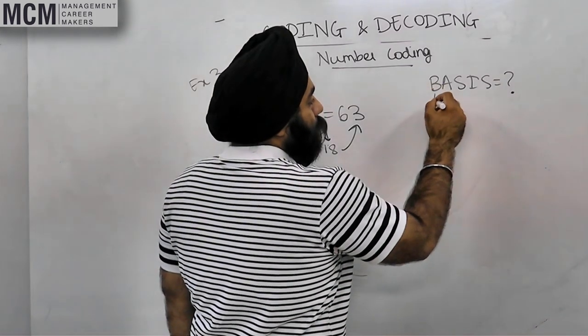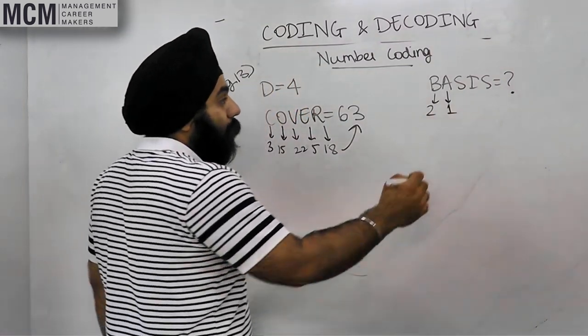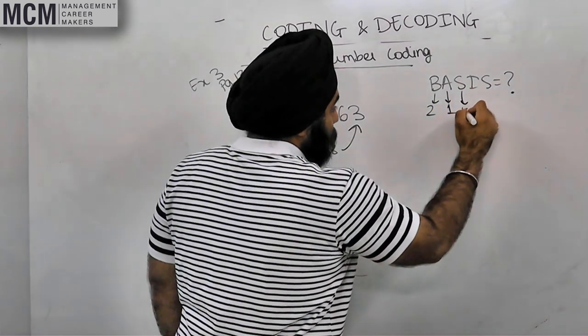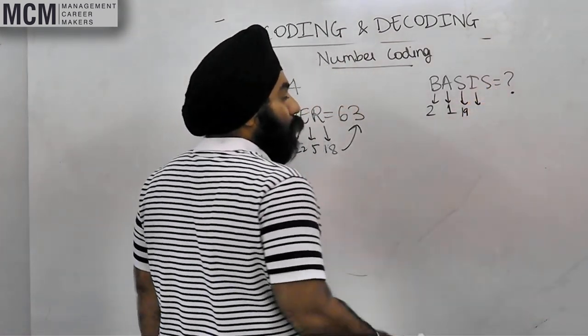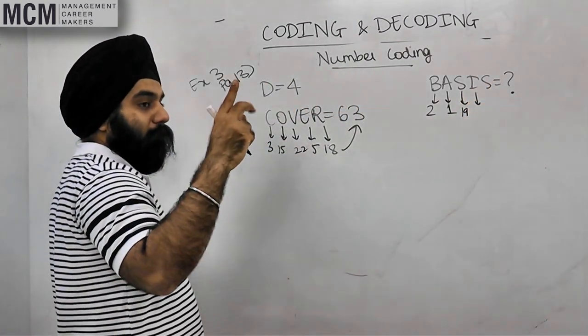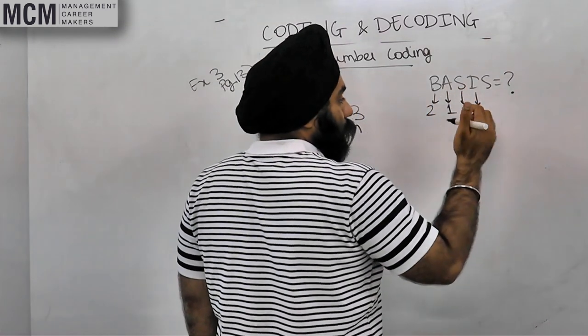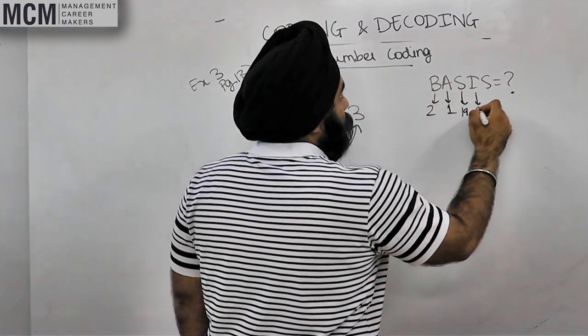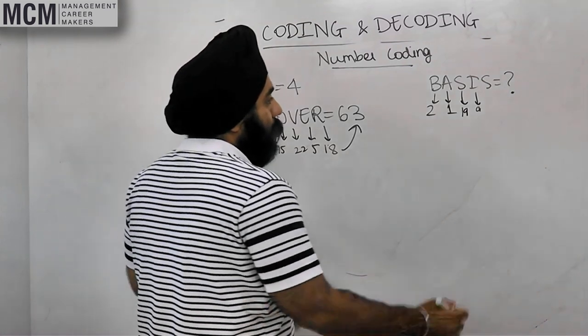B is equal to what? 2. A is 1. Right? X is what? 19. T is 20. You have E is 5. F, G, H, I. So it is what? 9. E, F, G, H, I, J, yeah, 9.